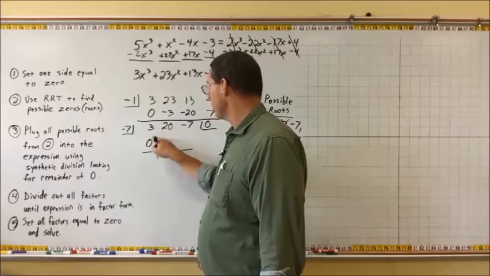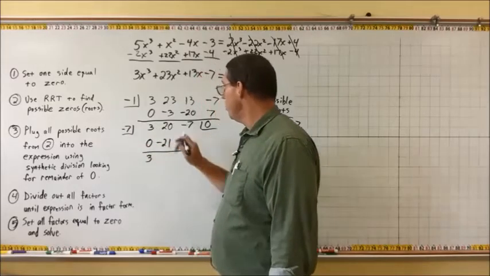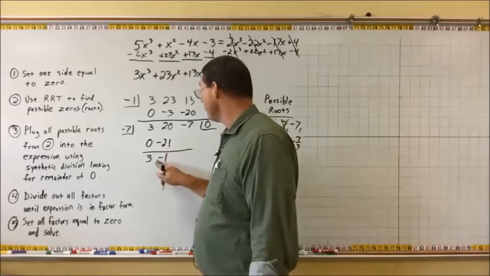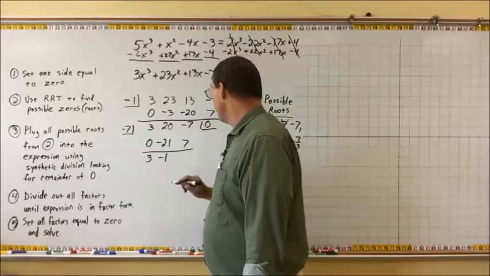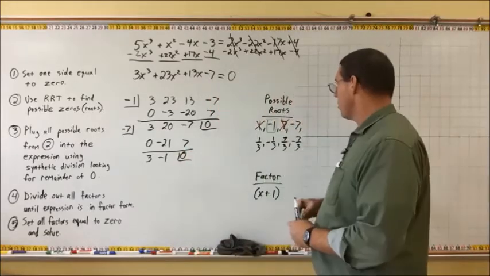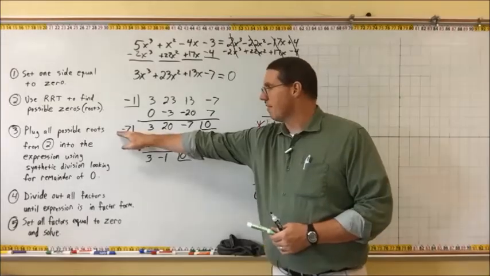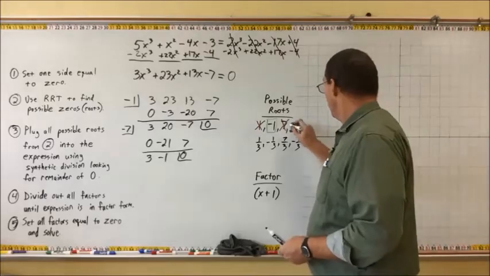I'm going to put a 0 here. 3 plus 0 is 3. 3 times negative 7 is negative 21. Plus 20 is negative 1. Negative 1 times negative 7 is 7. And 7 minus 7 is 0. All right, we got it. We've got our second. We got a remainder of 0. Therefore, negative 7 is a root. It's a 0 of this polynomial.